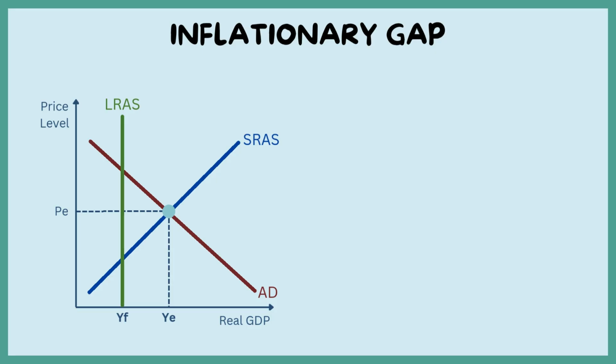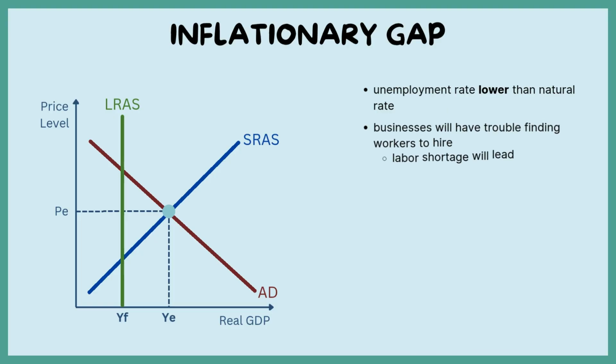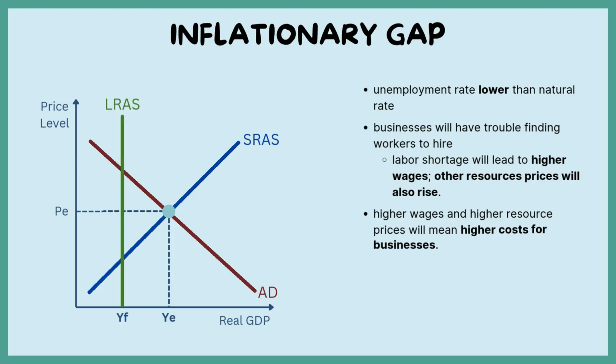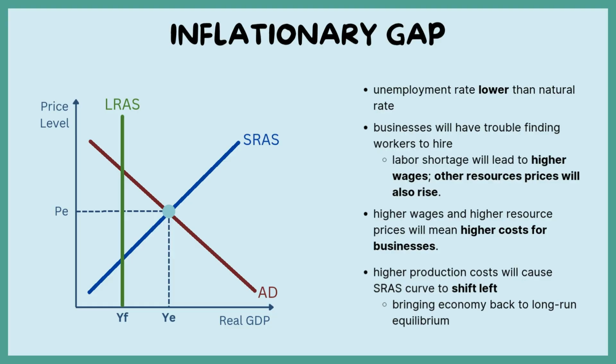Next, we'll look at how an economy can recover from an inflationary gap. When the economy has an inflationary gap, the unemployment rate is lower than the natural rate. Since the unemployment rate is so low, businesses will have trouble finding workers to hire, and that labor shortage will lead to higher wages. Other resource prices will also rise. Higher wages and higher resource prices will mean higher costs for businesses, and those higher production costs will cause the short-run aggregate supply curve to shift left, bringing the economy back to long-run equilibrium.